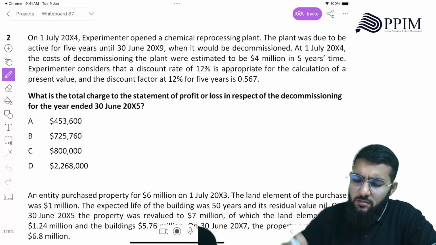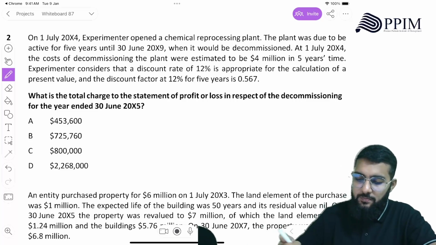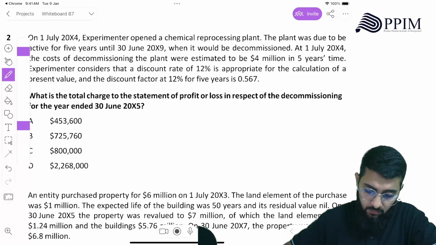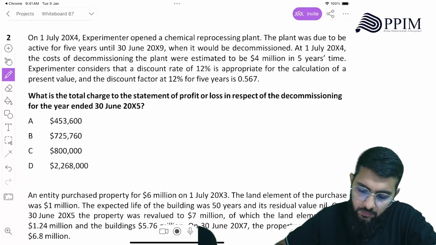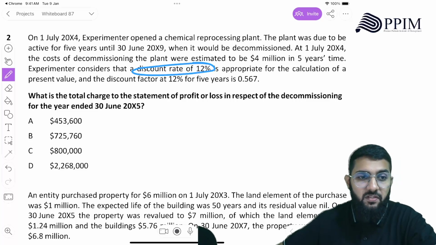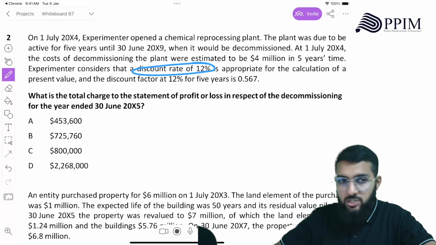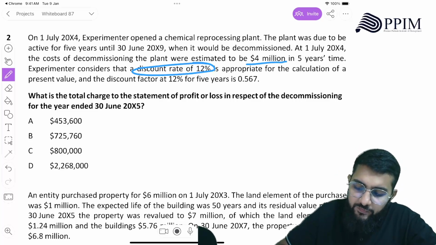So in this question, what are the elements that we are going to look at in the statement of profit or loss? One, it's going to be what happens when there is a discount rate. There is a present value calculation, right? So when the present value calculation happens, what happens? Unwinding of discount. Okay, so what they are saying is 4 million in 5 years' time.